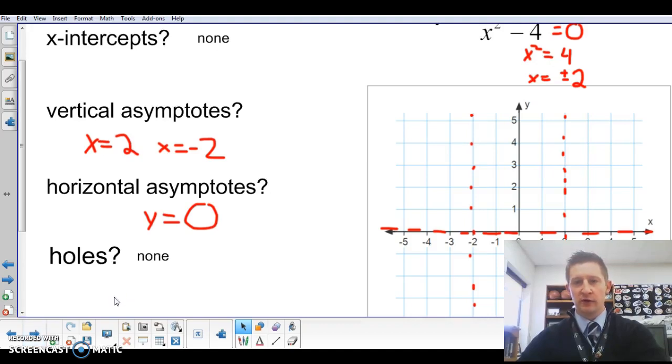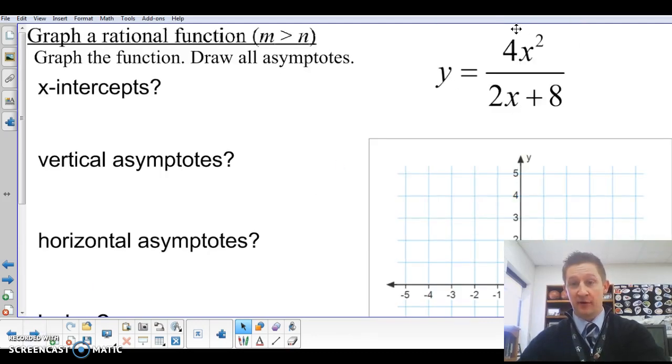Okay, now what we're going to do is we're going to graph two more rational functions. We're going to pick out x-intercepts, vertical asymptotes, horizontal asymptote, and holes, if any. So our next example, we're asked to graph the function 4x squared divided by 2x plus 8. Let's start by finding the x-intercepts.